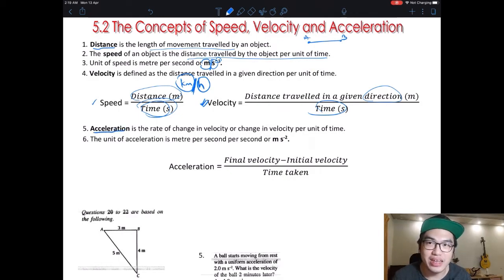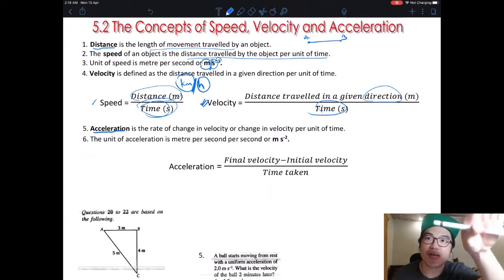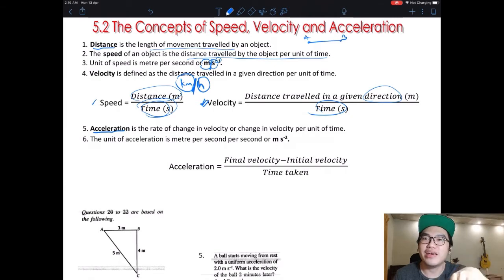Acceleration, you know what's accelerate? When you step on the pedal of your car, the car goes faster, that is accelerate. Velocity is when you have constant speed. Let's say you drive 80 km per hour on the highway, you stay at 80. But when you accelerate means you make the car faster. So that's the rate of change of velocity, or change in velocity per unit time.